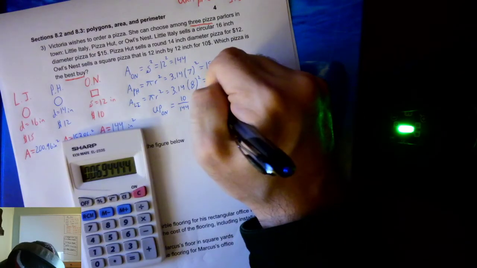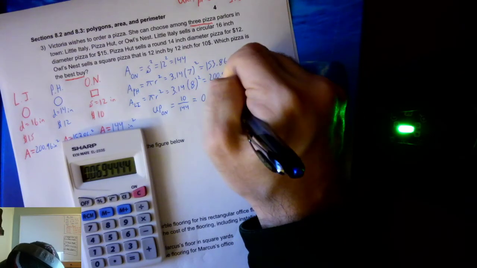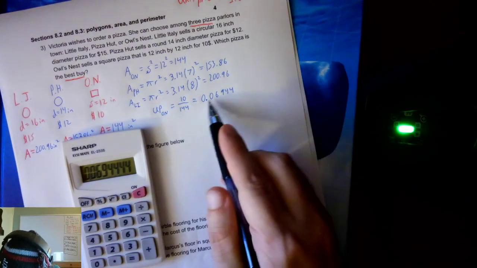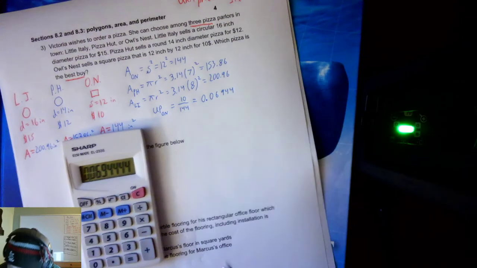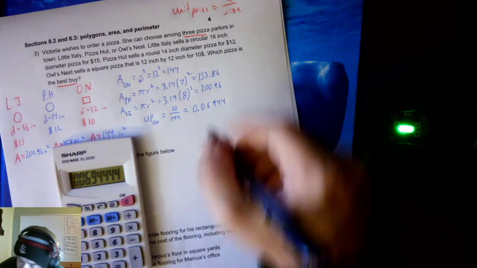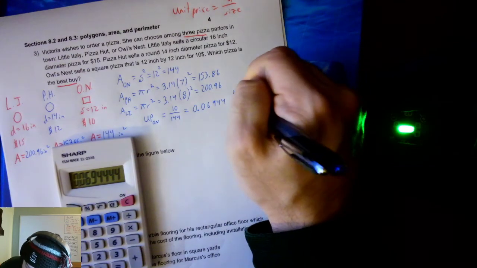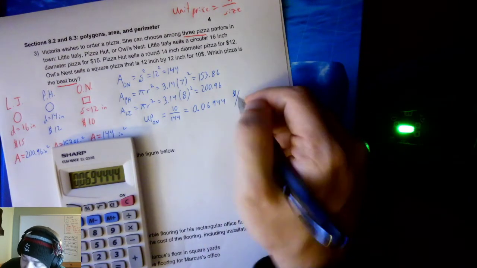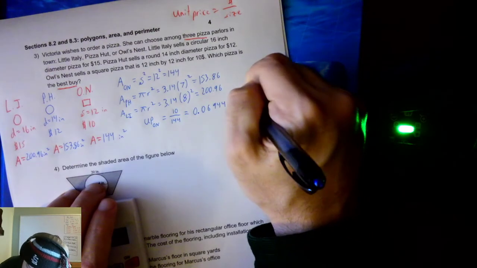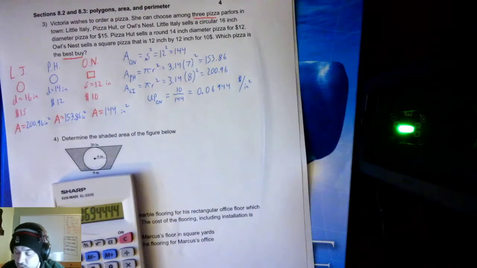I get 0.06944. It looks like I have a bunch of fours, right? And it was dollars per size. So if I wanted to put units on it, I could put dollars, and then in the denominator of my units would be what the size was measured in. Inches squared, right? Dollars per size. That's how unit price is always done.